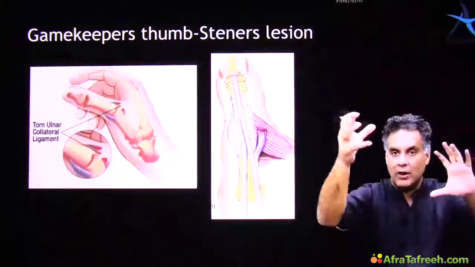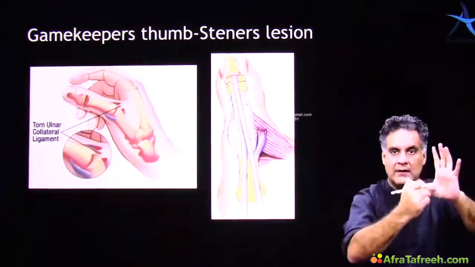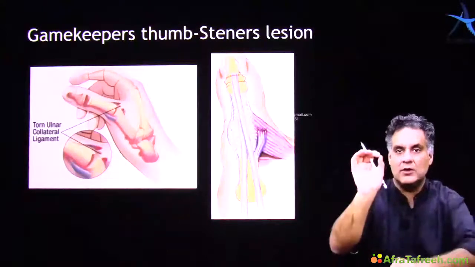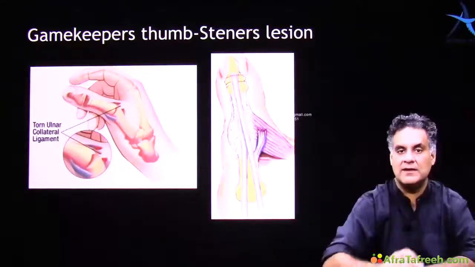When a ball comes and hits your thumb, it can cause a radial deviation of the thumb, and the ulnar collateral ligament of the thumb can be injured, called the gamekeeper's thumb. This is the most common injury of the MCP that you see.